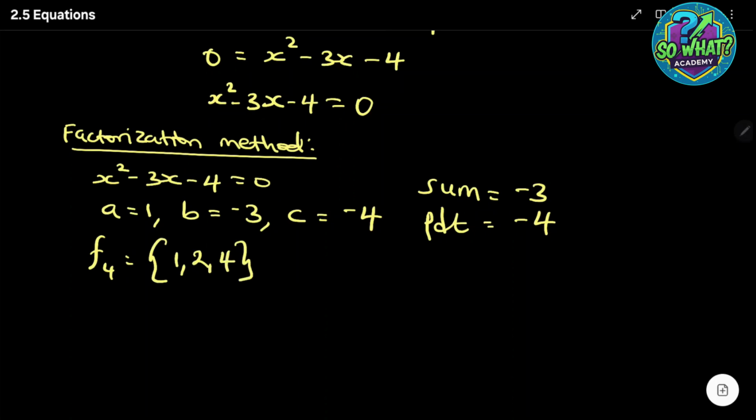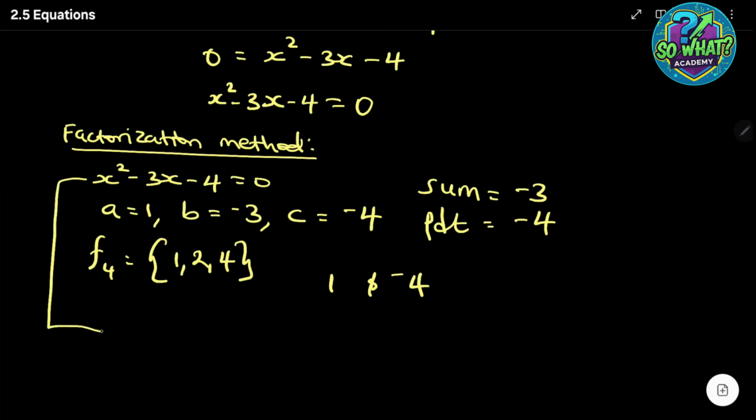Now it's making sense. Two numbers, when added, we get a negative 3. When multiplied, we get a negative 4. That's what and what should be 1 and 4. So 1 and 4. Where do we put negative? The negative should be on the 4, such that 1 plus a negative 4 is negative 3, and 1 times negative 4 is negative 4. So the numbers are 1 and 4.